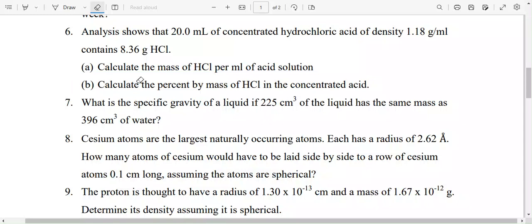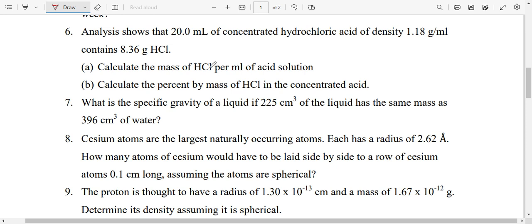Let's continue with the questions which are in the first draw sheet for CBO, draw sheet 1. Question number 6. Analysis shows that 20 milliliters of concentrated hydrochloric acid of density 1.18 grams per milliliter contains 8.36 grams of hydrochloric acid. So you have concentrated hydrochloric acid, and when you take 20 milliliters, you find that the mass in there is 8.36 grams.